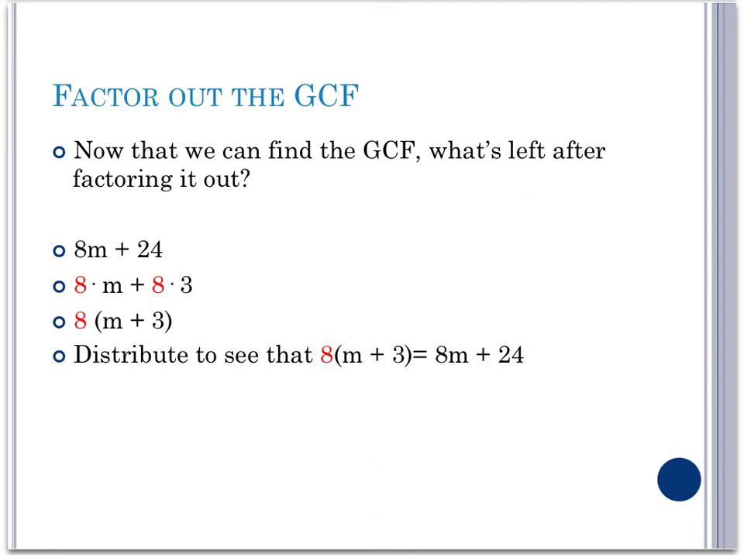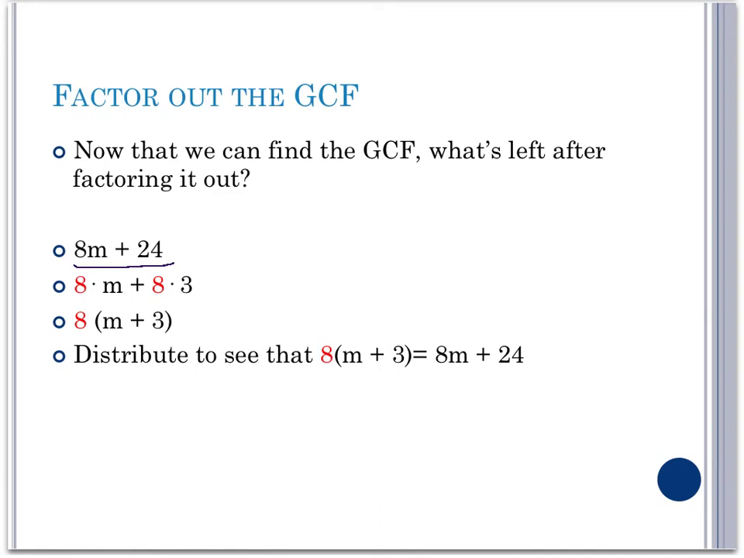So now that we can find the greatest common factor, we need to figure out what is left after we factor these out of expressions, such as 8m plus 24. Well, you can see in red the greatest common factor in this case is just 8. And left over in black, we have m plus 3.